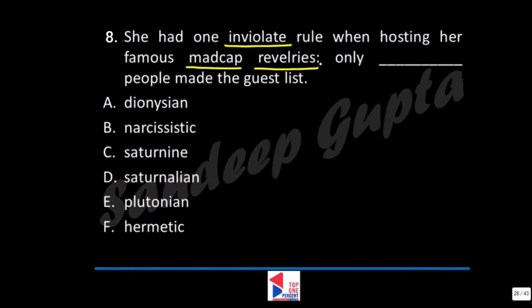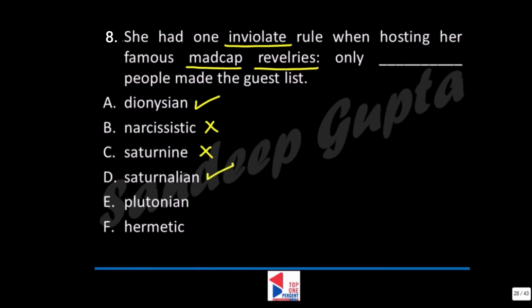So what kind of people will make her guest list? Dionysian is someone who is into wild and mad partying, so this word definitely fits here. Narcissistic is supposed to be someone who is very egoistic, so will not really even party very hard or mingle with a group of people. Definitely not what you're looking for. Saturnine is very gloomy, very sad, very dull. Definitely not. Saturnalian, on the other hand, means again someone loving wild partying. So this is one more word.